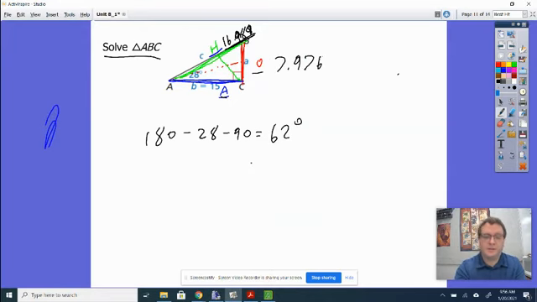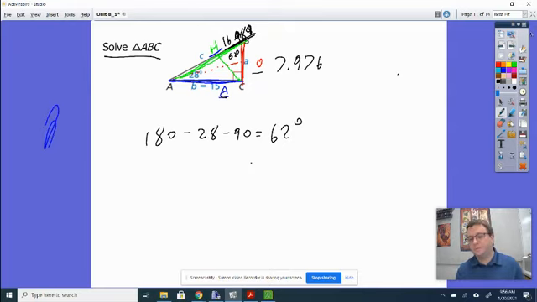7.976. And then this other angle is 62 degrees. Okay, so that's solving the whole triangle. Figure out which sides you want to do first. And again, I would do the sides first. The reason you want to do the sides first, I know the angle's super easy, is because then you're not confused on which angle you're using. Okay, again, do the sides first, then do the easy part at the end with the angle.